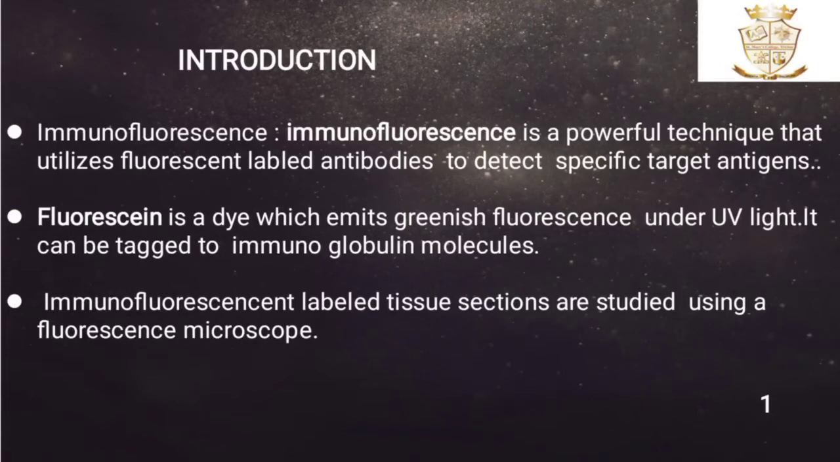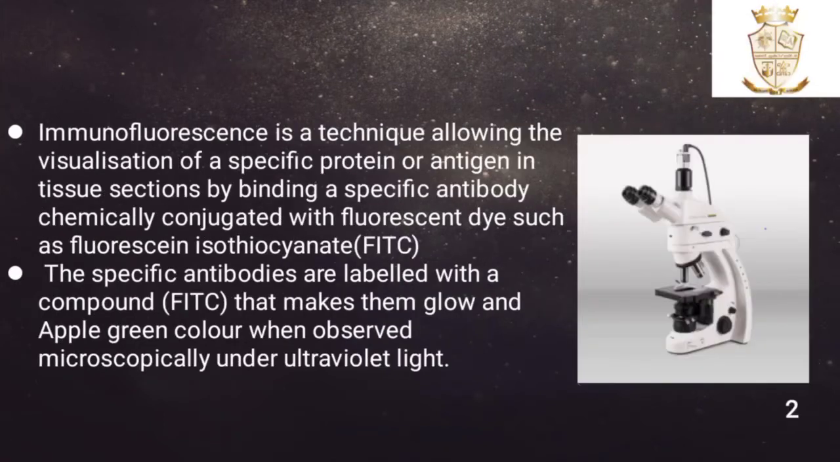Now we are discussing the introduction of immunofluorescence. Immunofluorescence is a powerful technique that utilizes fluorescent labeled antibody to detect specific target antigens. We are using a dye, fluorescein. Fluorescein is a dye which emits greenish fluorescence under ultraviolet light. It can be tagged to immunoglobulin molecules. Immunofluorescent labeled tissue sections are studied using a fluorescence microscope.